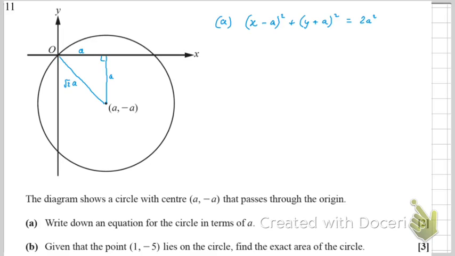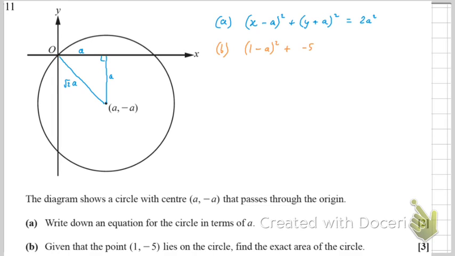Part B, you're given that (1, −5) lies on the circle, and then we're asked to do something with that. Well, let's just substitute that in and see if we can figure out something. It turns out that we can work out what the value of a is.